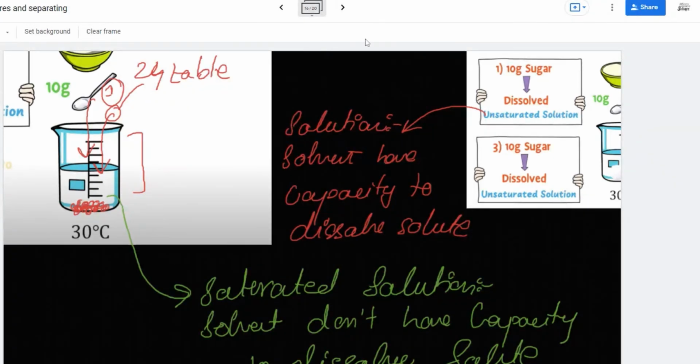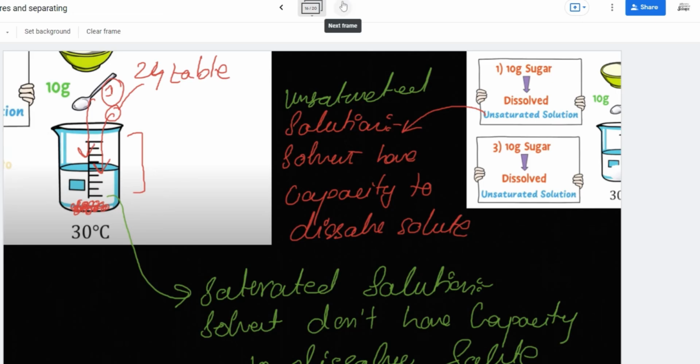Is it cool? So the first one was unsaturated. Unsaturated means it has capacity. The second one is called saturated. Saturated means it does not have capacity to dissolve. Does it make sense? Excellent. Should I move on?